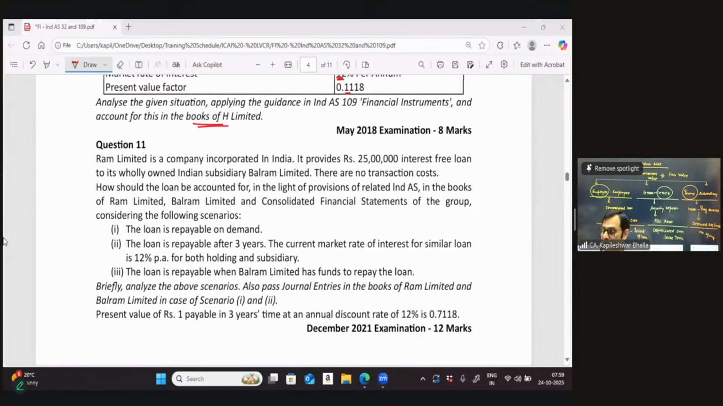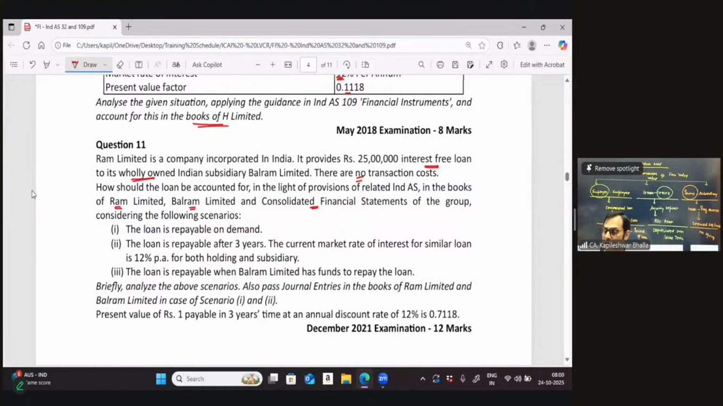It says RAM is a company incorporated in India. It provides a 25 lakh interest-free loan to its wholly owned subsidiary, Balram. The parent has given an interest-free loan to its subsidiary and there is no TC. How should the loan be accounted for in the light of the provisions related to Ind AS in the books of Ram, Balram, and consolidation? Wow. Now, the focus is not only the books of the parent, but also the books of the subsidiary and also the consolidated financial statements of the group. So we've got three focus points.